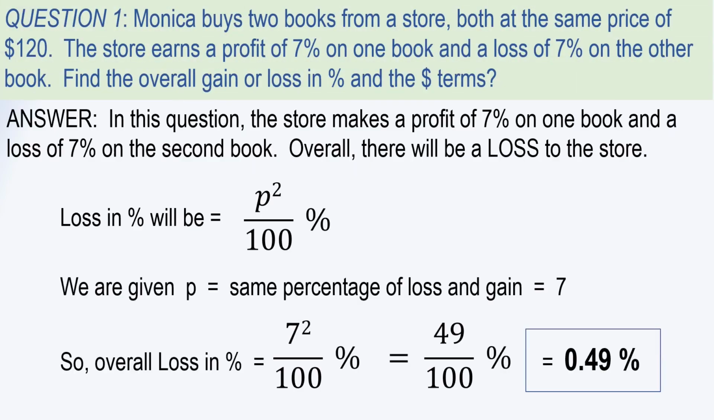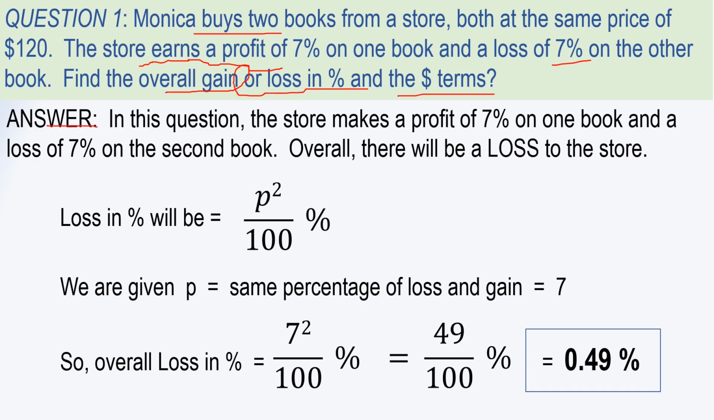To understand these formulae, let's start with a question. The question is, Monica buys two books from a store both at the same price, meaning price of both the books is same, that is $120. The store earns a profit of 7% on one book and a loss of 7% on the other book. Find the overall gain or loss in percentage and also in the dollar terms.